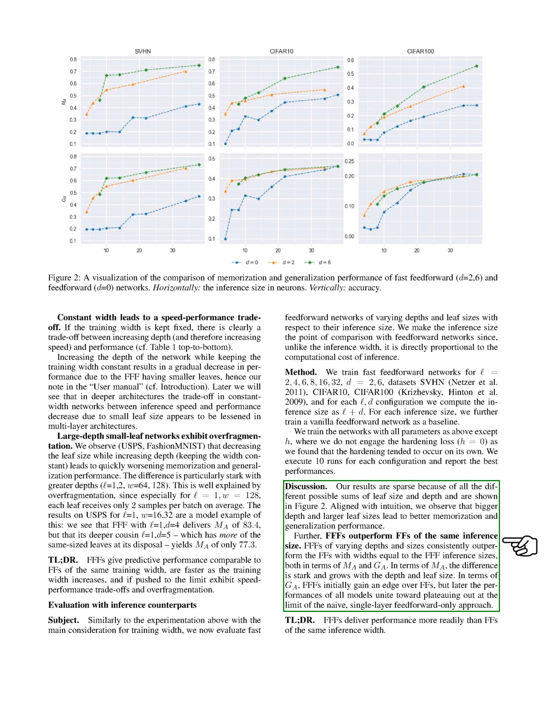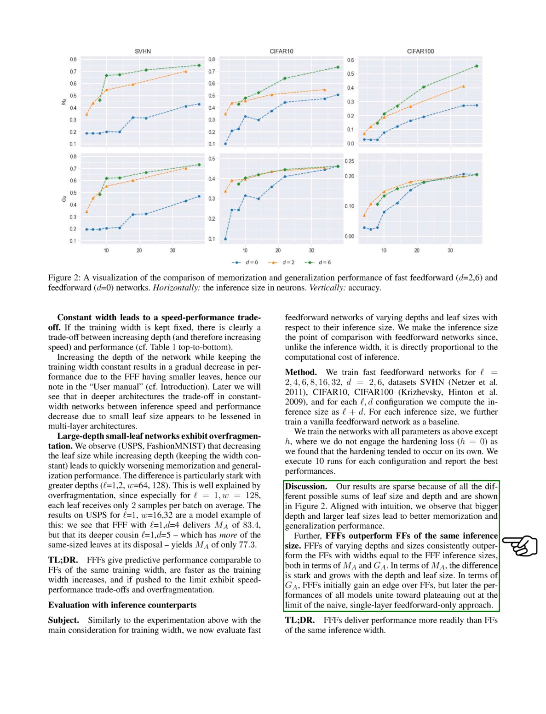Moreover, FFFs outperformed FFs of the same inference size. FFFs of varying depths and sizes consistently outdid FFs with widths equal to the FFF inference sizes, in terms of both memorization and generalization. The difference in memorization was particularly noticeable and increased with depth and leaf size. In terms of generalization, FFFs initially had an advantage over FFs, but eventually, all models' performances converged, reaching the limit of the simple, single-layer feedforward only approach. In summary, FFFs deliver performance more readily than FFs of the same inference width.